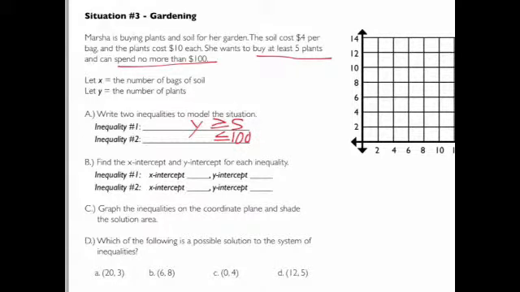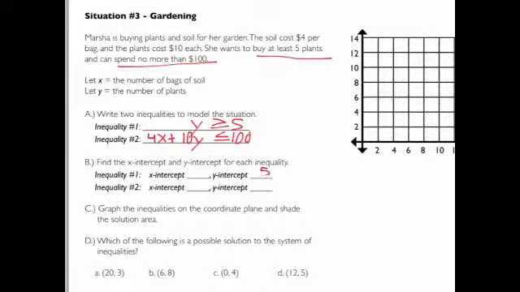And that money is made up with the plants and the bags of soil. Each plant was $10, so you have to do 10 times y. And each bag of soil is $4, so you have to do 4 times x. And that gives me my whole inequality there. The cost of soil, the cost of plants, the total needs to be less than or equal to 100. So my first inequality there, I need y greater than or equal to 5.